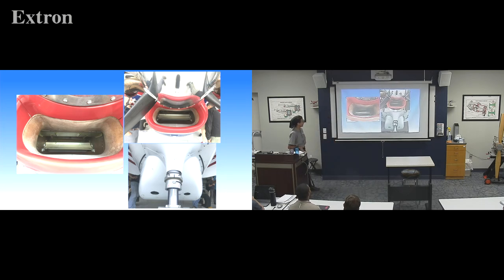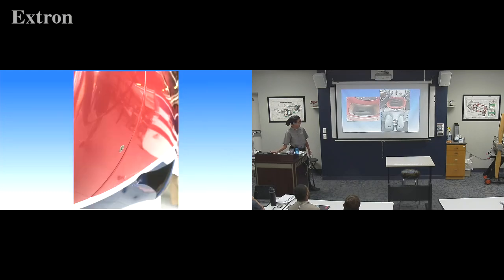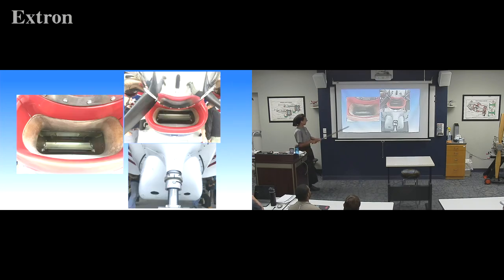And tidbit, whoops, next slide. So here is our main engine air inlet.